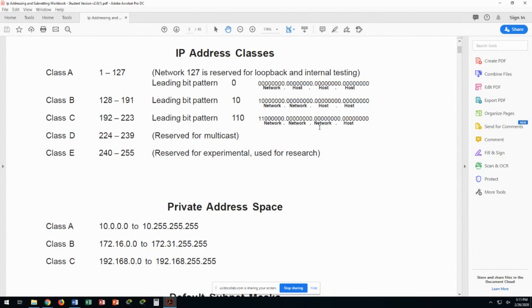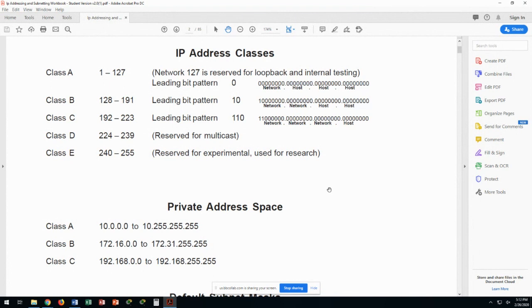Now, Class D and E exist, but we don't use them for devices, as far as assigning IP addresses. So you can read there: 224 to 239 is Class D. It's reserved for multicasting, and then 240 to 255 is reserved for research. We don't use them. But Class A, B, and C are what are most important to us.